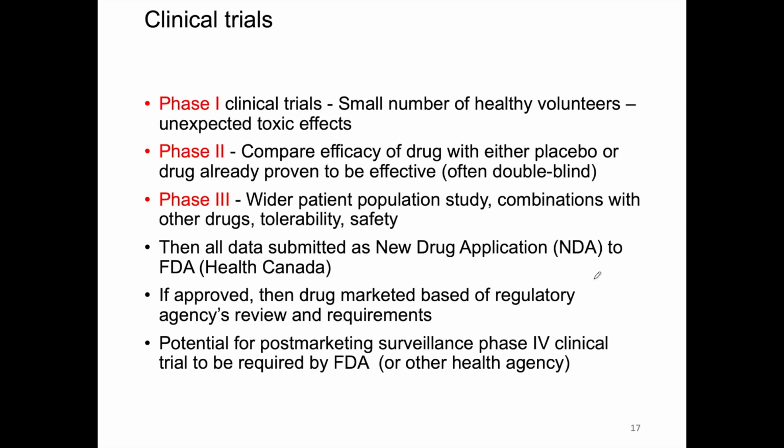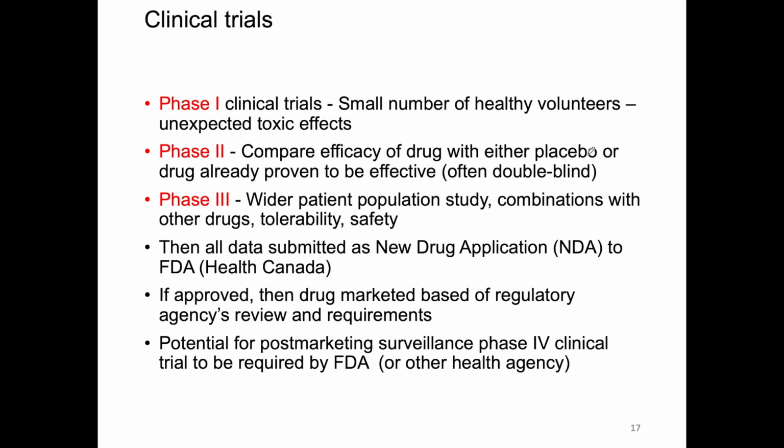And then you embark into clinical trials. So we start off with phase one clinical trials, typically a small number of healthy volunteers, and you're looking for unexpected toxic effects. So you're looking whether or not that molecule is safe. There is no requirement for efficacy at this stage. If the molecule is safe, and that's always the first thing that regulators want, the molecule needs to be safe. Once you've demonstrated safety, then you can compare efficacy to either a placebo or the best-in-class medication that's out there. Often that type of study would then be double-blinded.